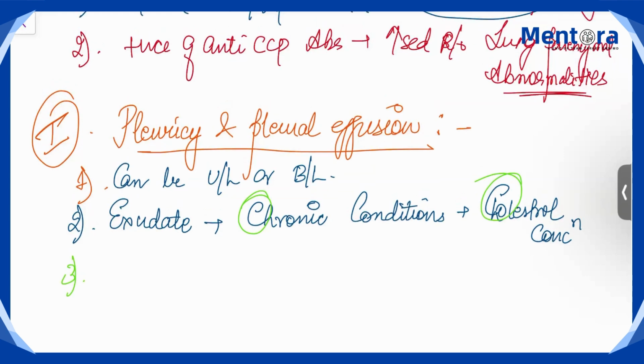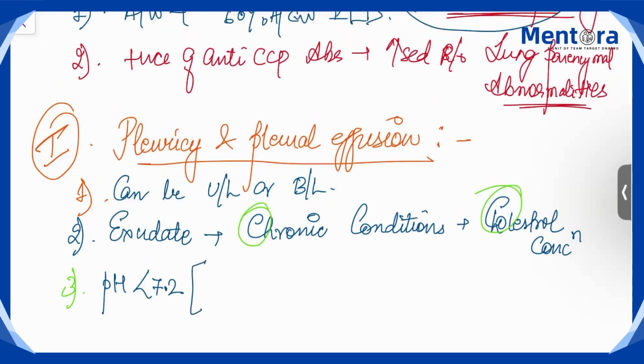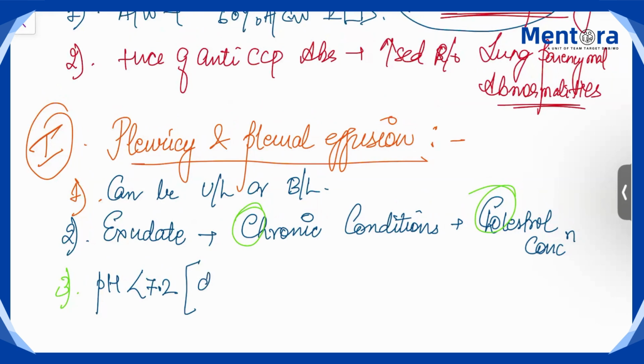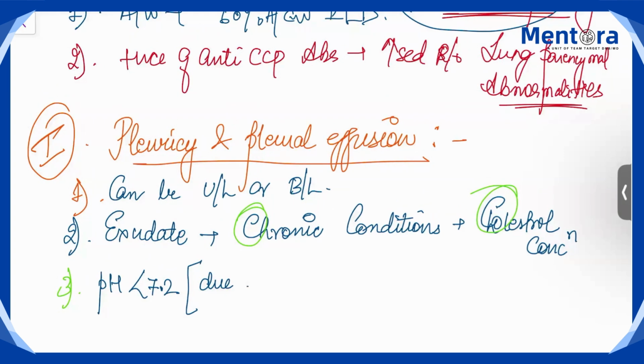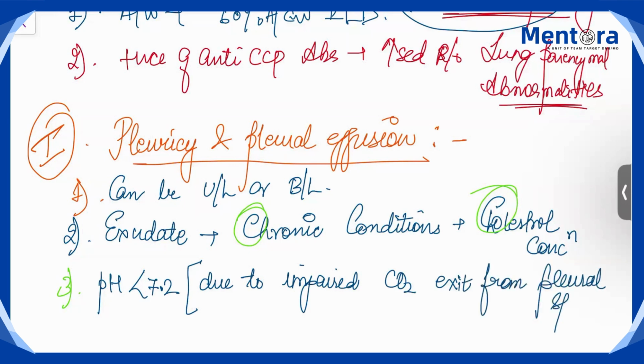Since it is exudative, pH will be less than 7.2. And why is pH less than 7.2? Because there are some parenchymal changes in rheumatoid arthritis, because of which there is impairment of carbon dioxide exit from the pleural space. So certain parenchymal abnormalities develop in rheumatoid arthritis so that carbon dioxide cannot exit from the pleural space.